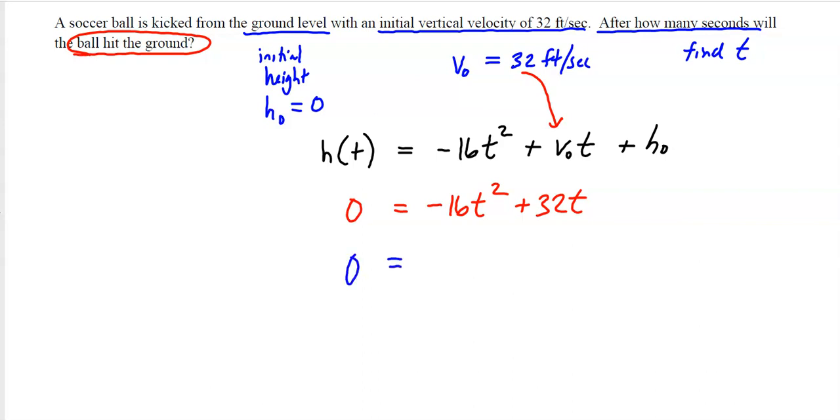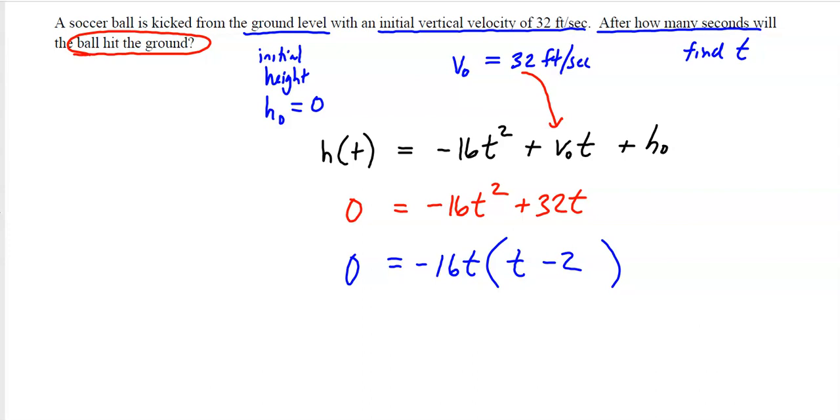Well, I always want to pull out a negative if I can to make my front t squared just t squared. And it looks like I can yank a t out. So I'm going to yank a negative 16t out. And what I'm going to get is I'm just going to have a t right here. And it looks like it's going to be minus 2. Because negative 16t times negative 2 is positive 32.